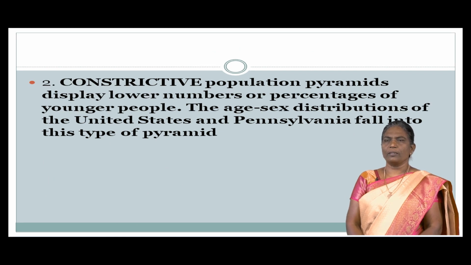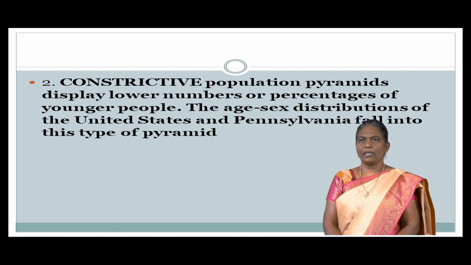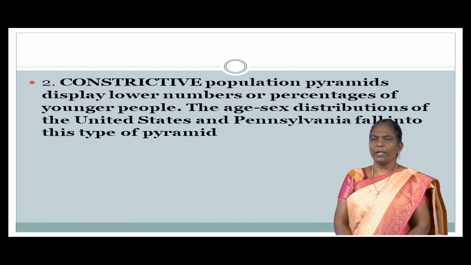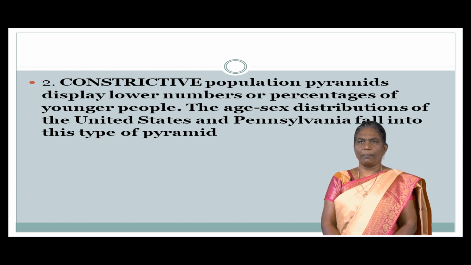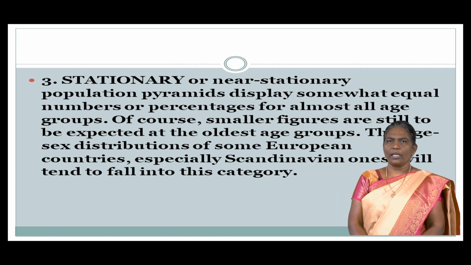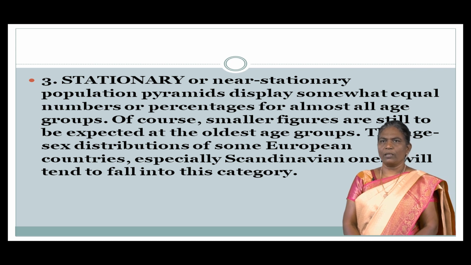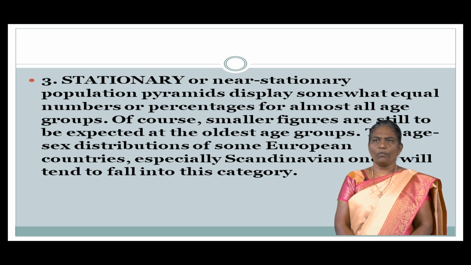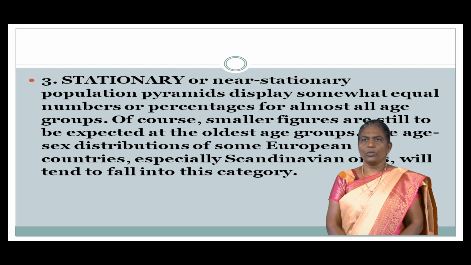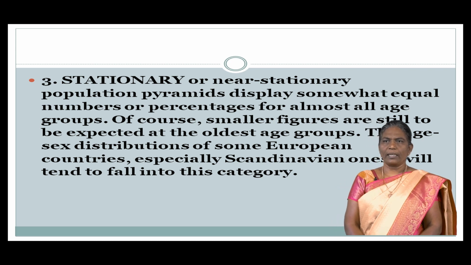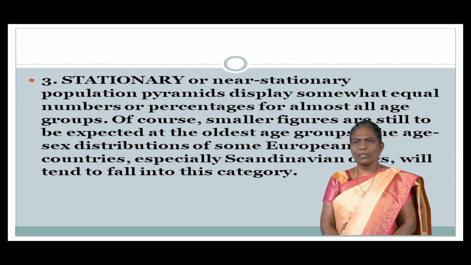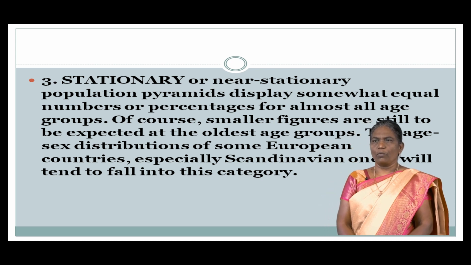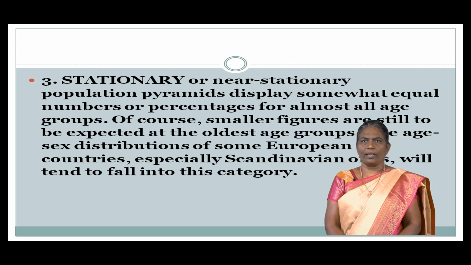Constructive population pyramids display lower numbers or percentages of younger people. The age-sex distributions of the United States and Pennsylvania fall into this type of pyramid. The third one is stationary or near stationary population pyramids, which display somewhat equal numbers or percentages of almost all age groups. Of course, smaller figures are still to be expected at the oldest age groups. The age-sex distributions of some European countries, especially Scandinavian ones, will tend to fall into this category.